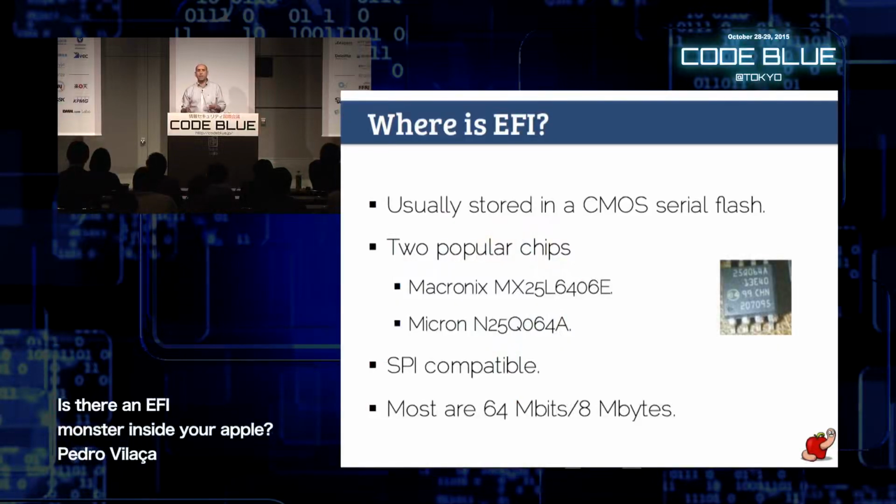We need access to the chip. The chip usually is something like this. You can find it in your computer. You have to open it and search for the chip. It's usually a CMOS, serial flash. These are the two most popular chips in the Sandy Bridge and Ivy Bridge models.